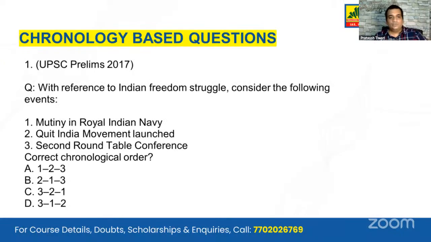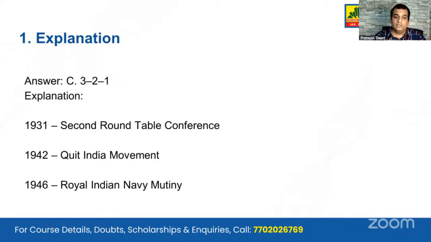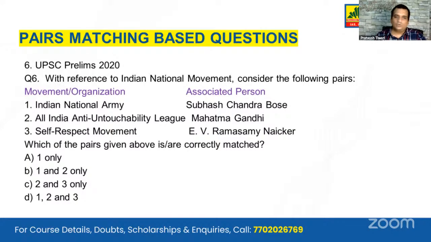Along with that, UPSC Prelims 2017, the chronology based question: mutiny in the Royal Indian Navy, Quit India Movement, Second Round Table Conference. It is 1931, 1942, and the mutiny in 1946. If you know it, it is very easy. We discussed earlier with Deepika ma'am that these chronology type questions can be solved by you if you know the chronology yourself. If you don't know the chronology, it's not going to help you.